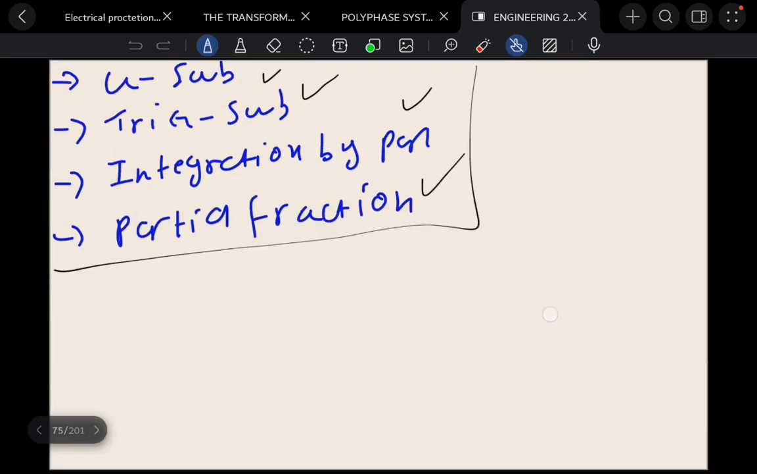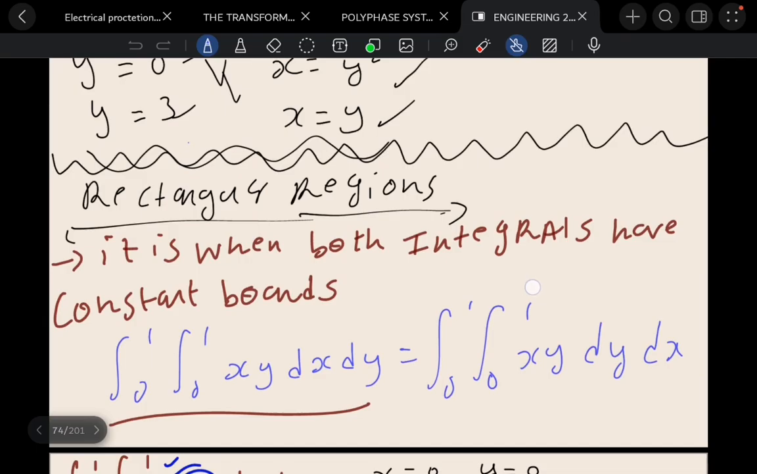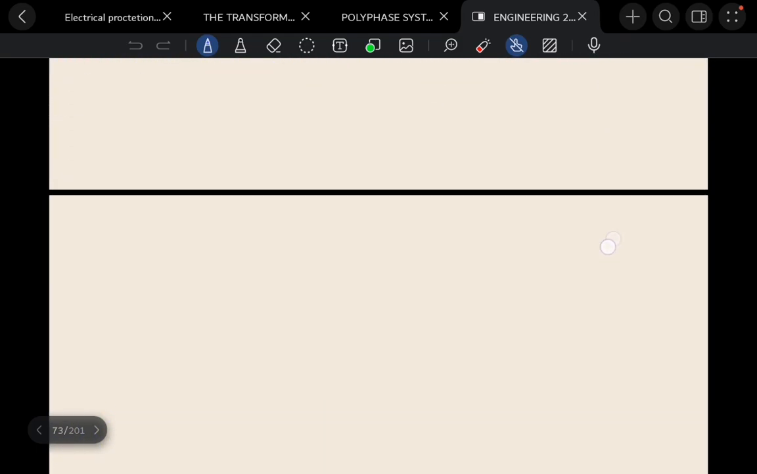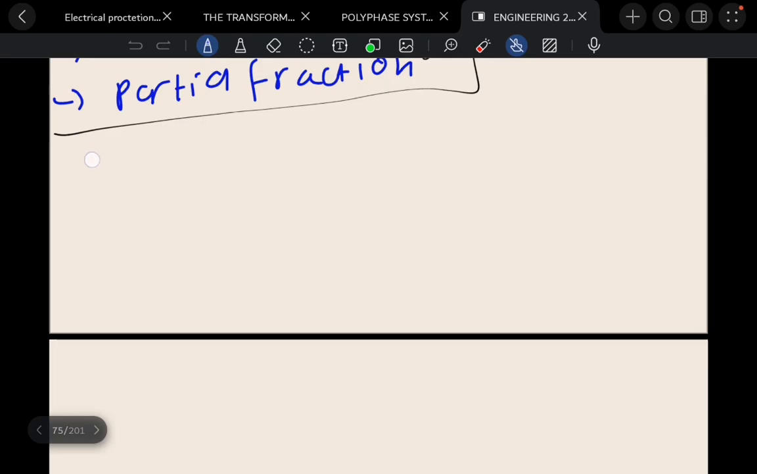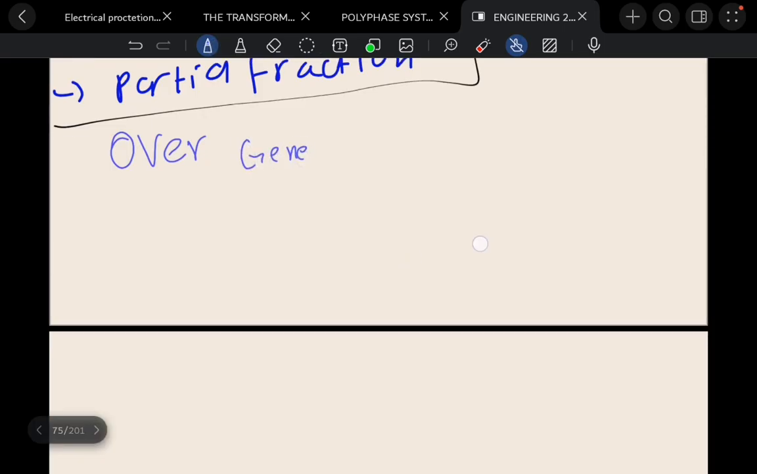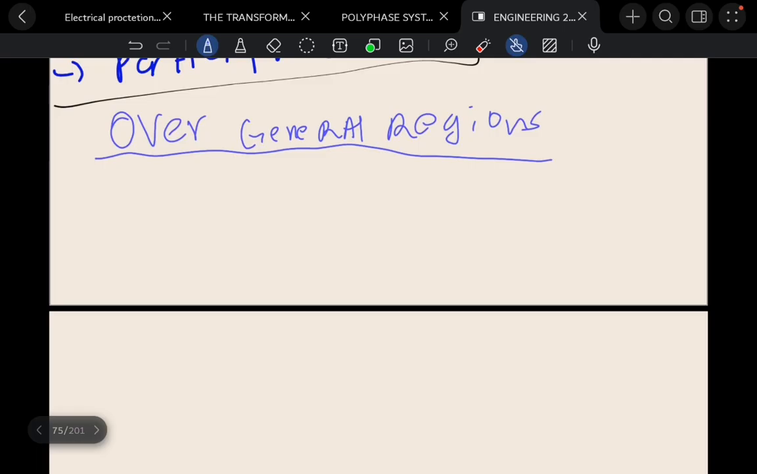Right, let us look at integration over general regions. Right, I will draw a picture, and for now I'm just going to draw a picture.